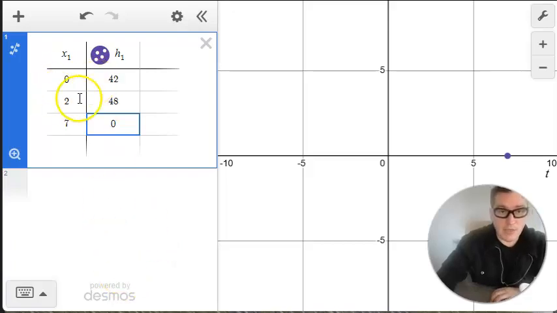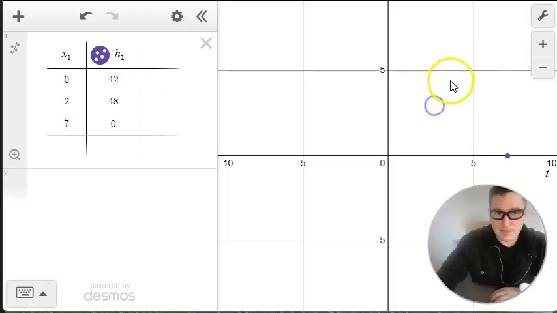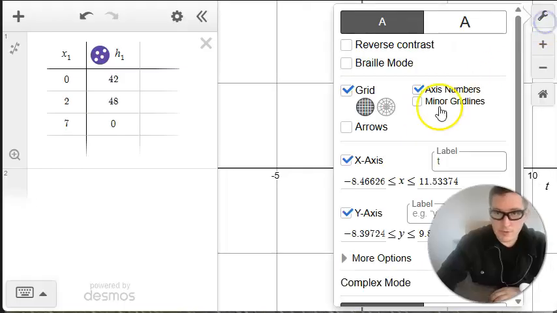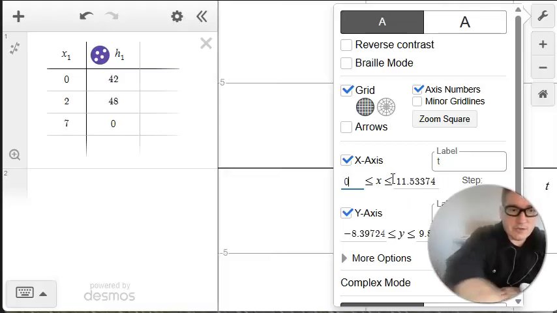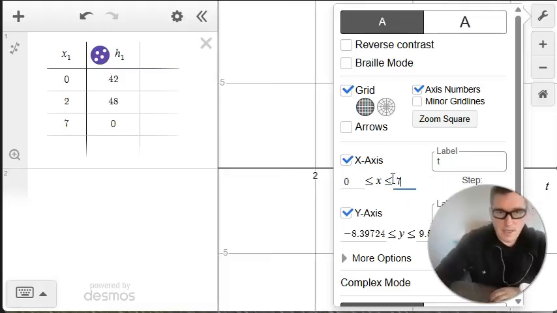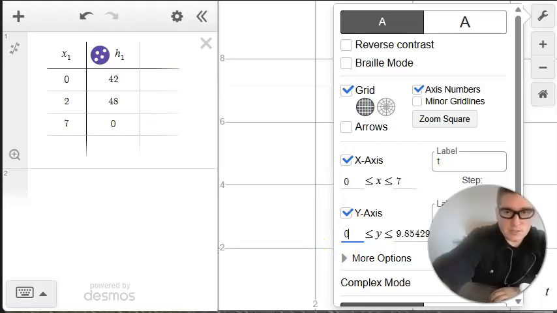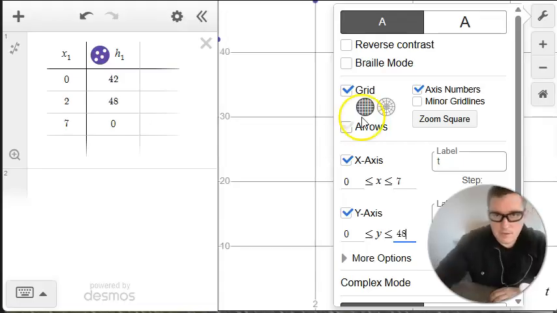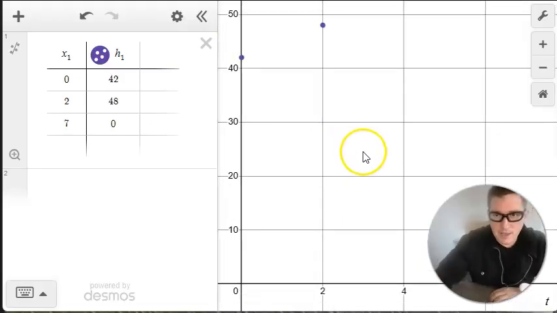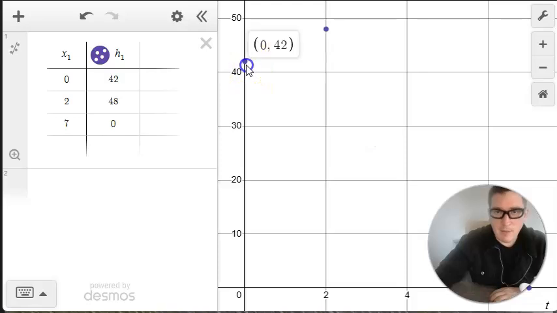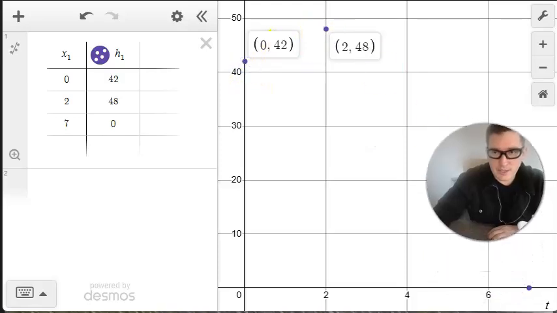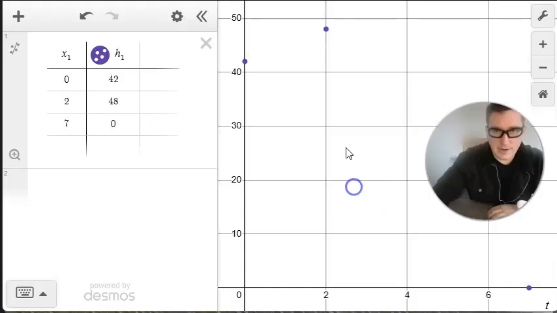So here are my 3 points. Those are the 3 points that help me create the 3 equations. I only see 1 point on the graph. That's because I have to change my window. Remember to use the wrench. For our x values, I like to see anything from 0 to 7. And for my y values, the lowest it goes is 0. The highest it goes apparently is 48. Right? And I'm going to zoom out a little bit. And there you can see my missile. My missile goes up, and then eventually my missile hits the ground right here.